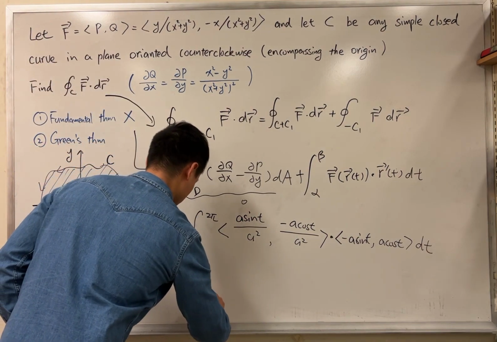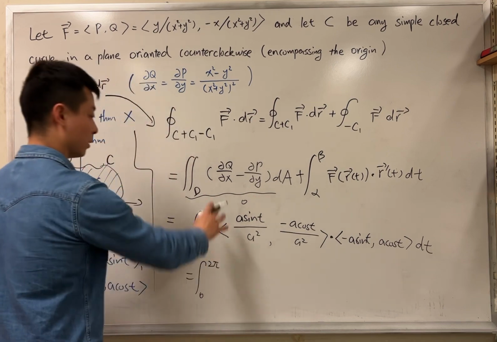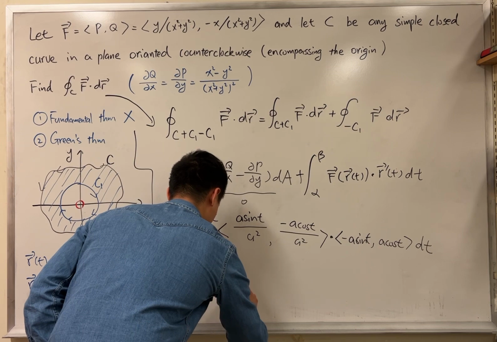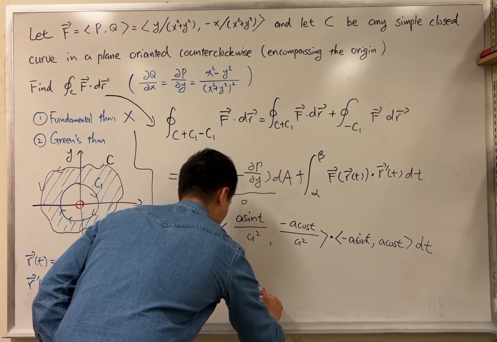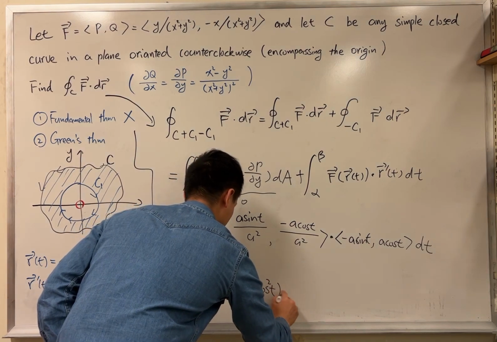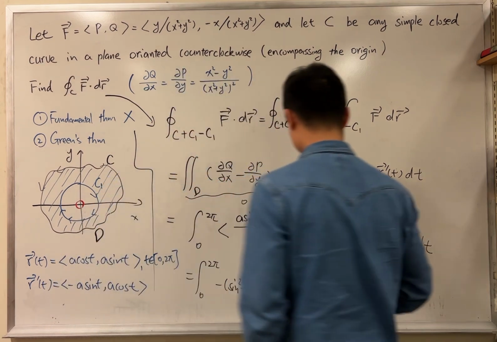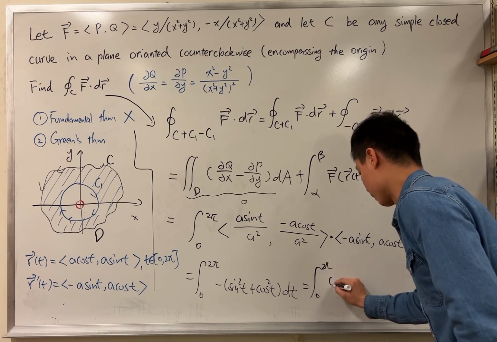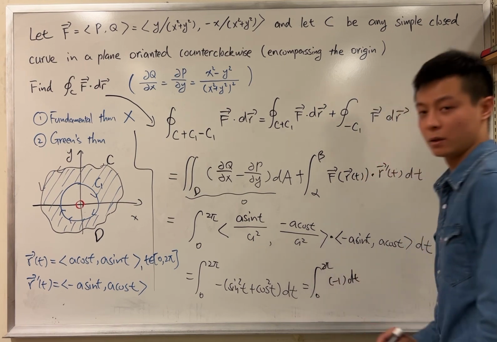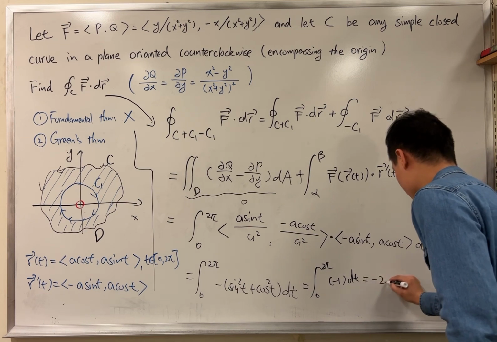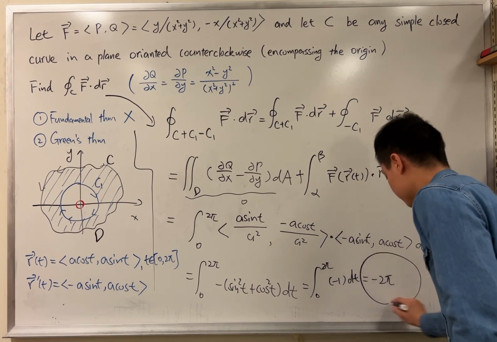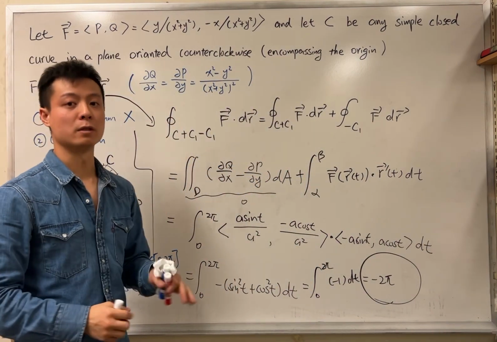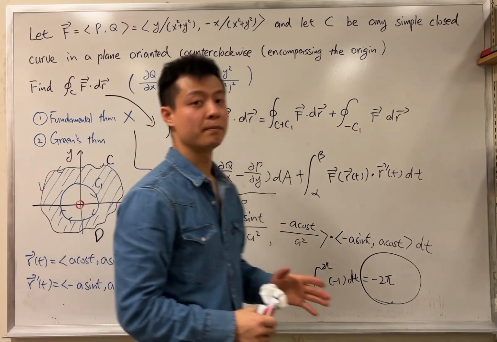It's going to take us to the integral from 0 to 2 pi, and then all the a's will be cancelled. So that's negative sin squared t plus cos squared t, dt. Because the sum of the squares equals 1, that's negative 1 dt, which is negative 2 pi. Okay. So now we have finished evaluating the given line integral by using the Green's theorem indirectly.